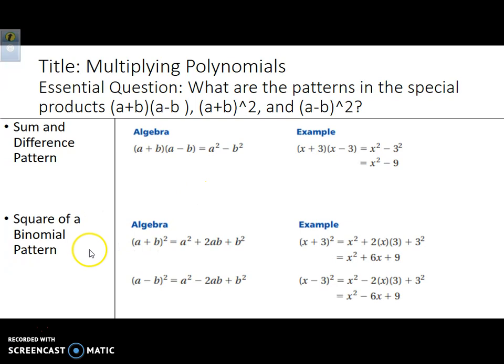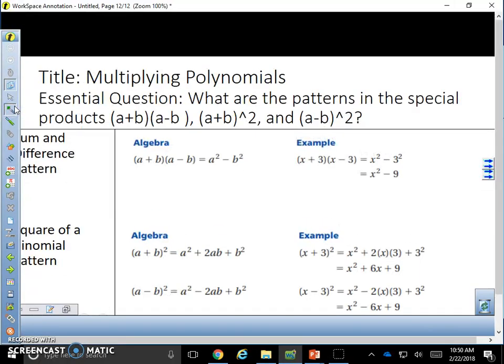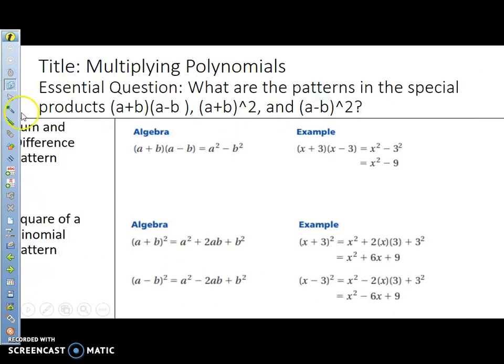And the square binomials, there are two of them. One is when it says variable plus number squared, the other is variable minus number squared, okay? And here's their pattern. We're definitely going to want to remember these again when we are working on our examples. I'm just going to take a quick little screenshot of that so we have it when we work on our examples. All right, example time.